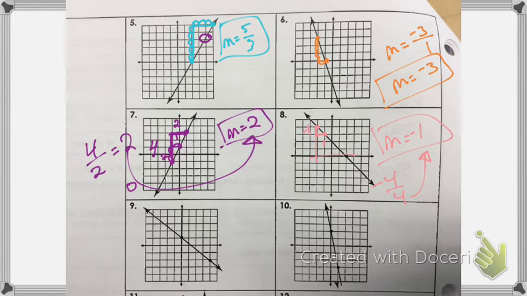Okay. So I'm going to pick the 2 points given. I like to trace my path. Down 3, right 4, for a slope of negative 3/4. Cool. All right. Waterfall me on number 10, all right? Put it in. I'm ready.